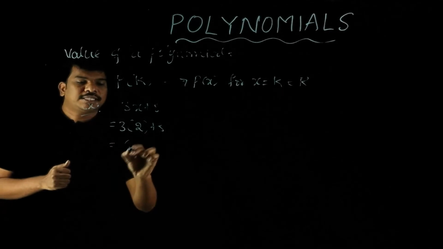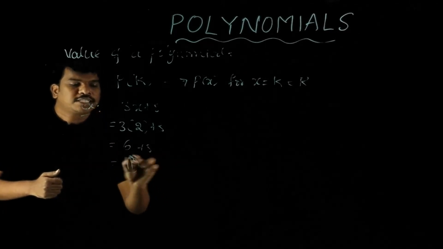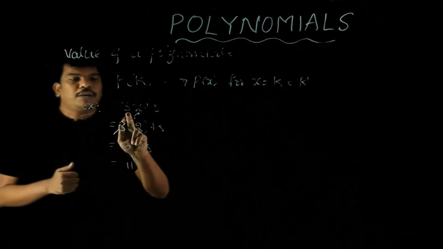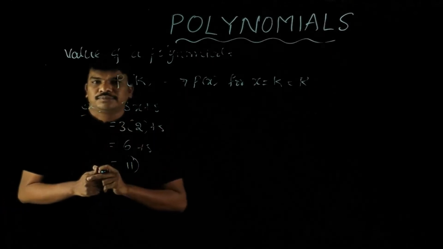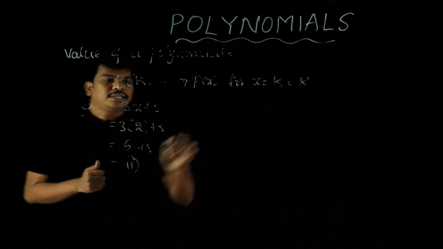Therefore, 3 2s are 6 plus 5. 6 plus 5 is 11. Here 11 is called the value of the polynomial 3x plus 5.